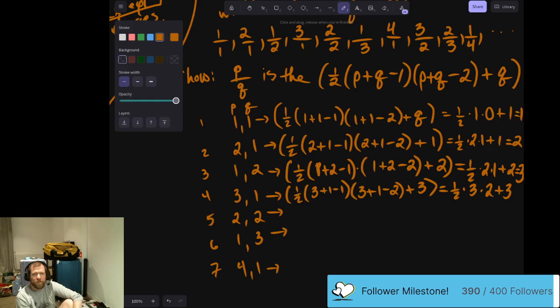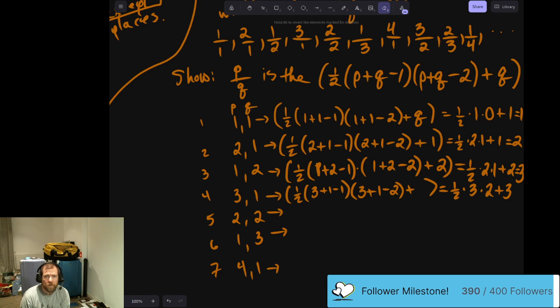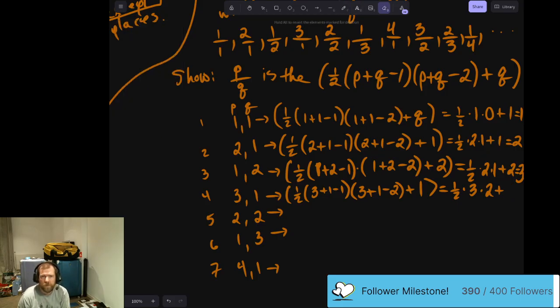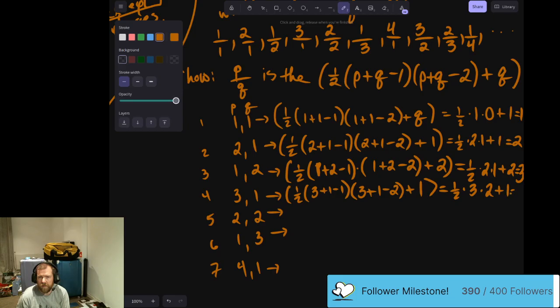Alright, where did I go wrong? P plus Q is going to be a 4 in both of those cases. Oh, Q's only 1. Jeez. Alright, there we go. It's a plus 1, not a plus 3. Okay, so 3 plus 1 is 4.